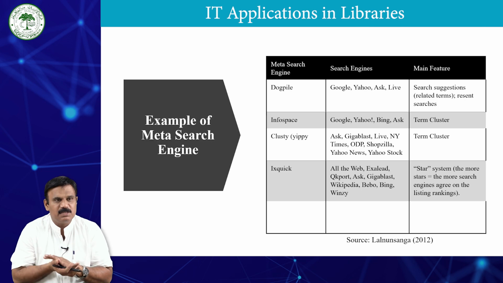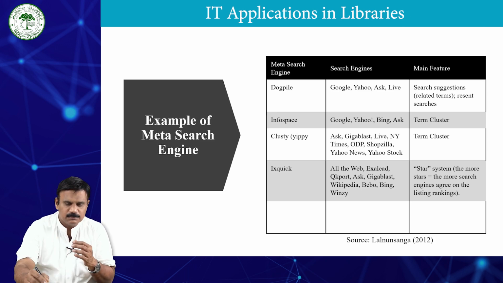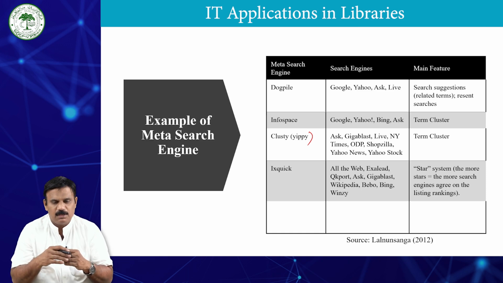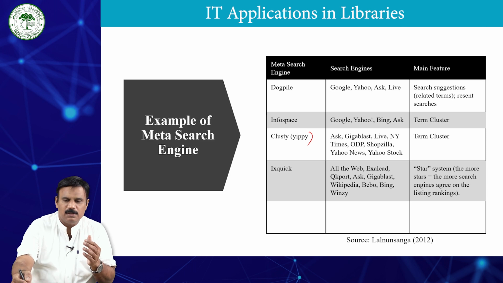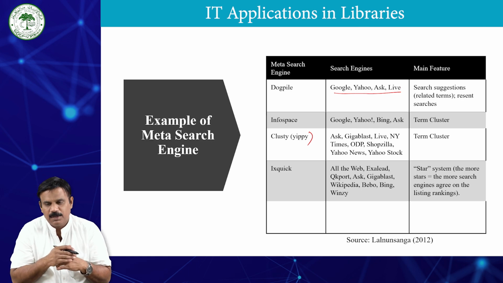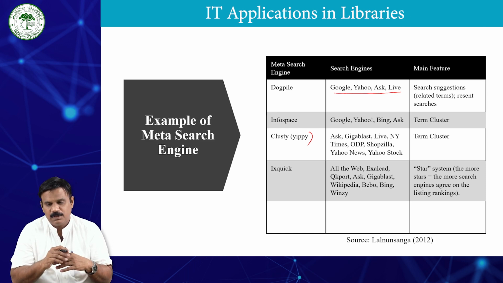And the examples of meta search engines: Dogpile, Infospace, Kartoo or Ixquick. Okay, these are the major meta search engines. Dogpile searches Google, Yahoo, Ask, and Live. Its main features are search suggestions and recent searches. Infospace is especially for Google, Yahoo, Bing, and Ask. The main feature is its term cluster.